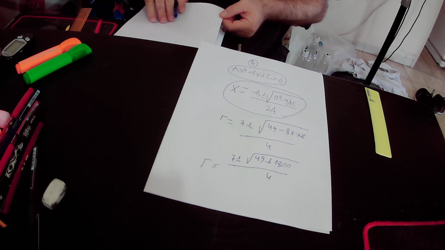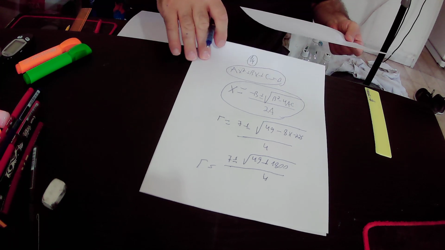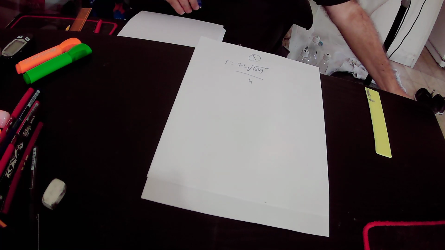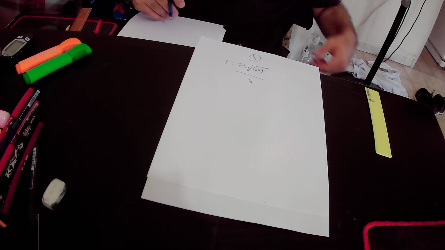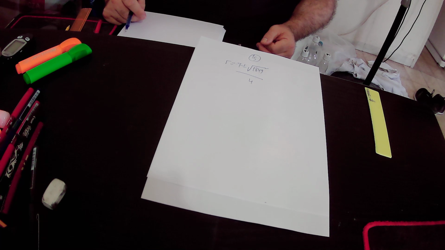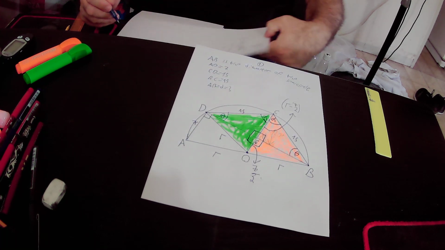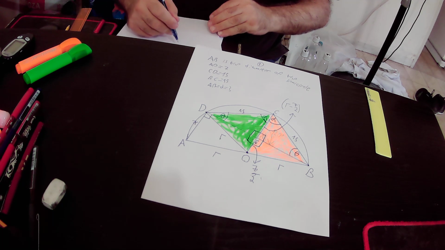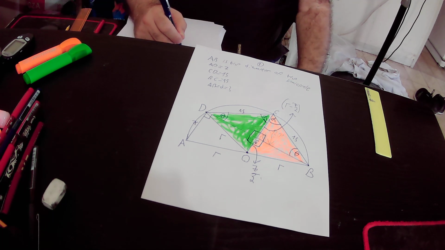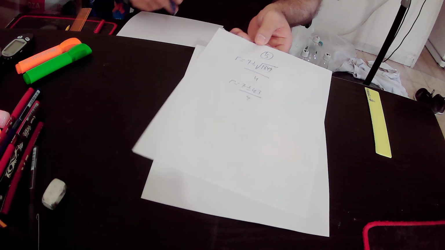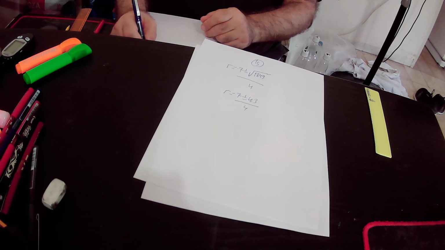So in total we found that the radius of the semicircle r equals 7 plus minus root of 1849 over 4. The root of 1849 is 43. So r equals 7 plus minus 43 over 4. Okay, so that is the solution to our specific quadratic equation.